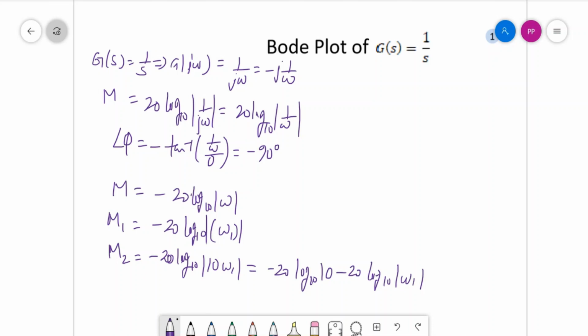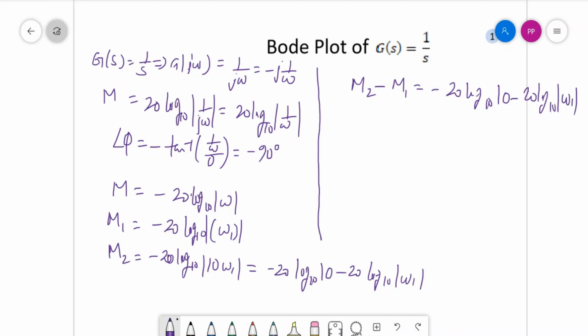So if I want to find M2 minus M1, this is equal to minus 20 log base 10 of 10 minus 20 log base 10 modulus of omega 1, and then M1 is minus minus plus 20 log base 10 modulus of omega 1. So these two terms are cancelled, so I get M2 minus M1 equals minus 20 log base 10 of 10, which equals minus 20.